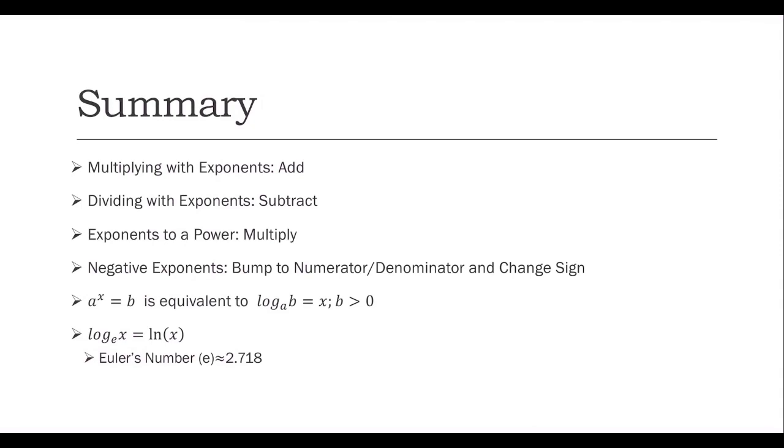We also learned that a to the x equals b is equivalent to log base a of b equals x as long as b is greater than 0. And the log base e of x is equal to the natural log, or the ln of x, where e is Euler's number, which is approximately 2.718.